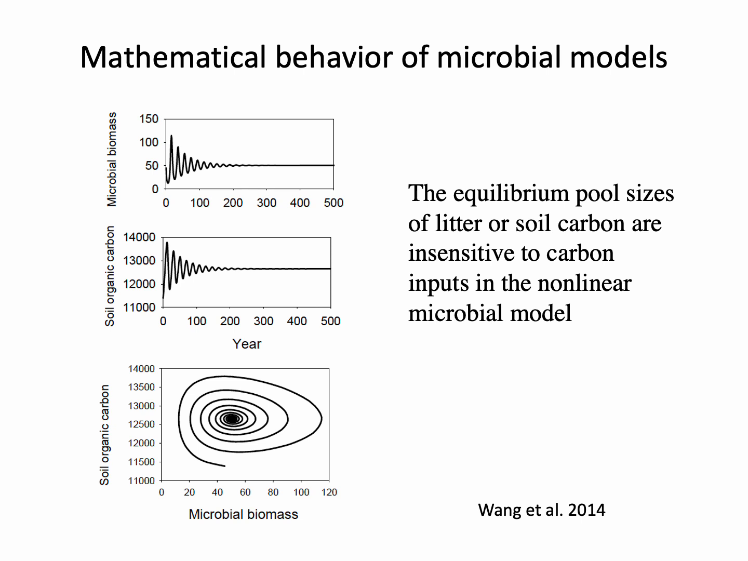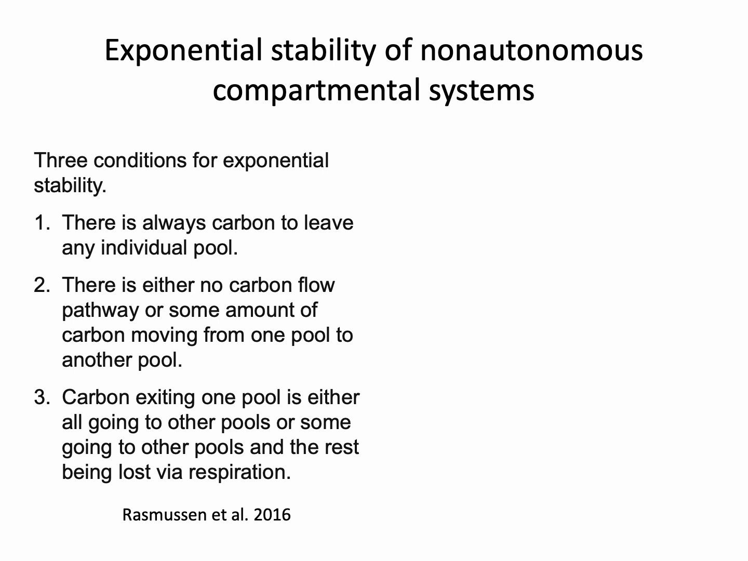For example, we found that nonlinear models of soil carbon decomposition generate damping oscillatory responses to small perturbation. In addition, the equilibrium pool size of litter or soil carbon is insensitive to carbon input in a nonlinear model. We also identified a mathematical foundation, through proof of a theorem on exponential stability, to explain observed convergence of land carbon cycle. It is because the land carbon cycle satisfies the 3 conditions.